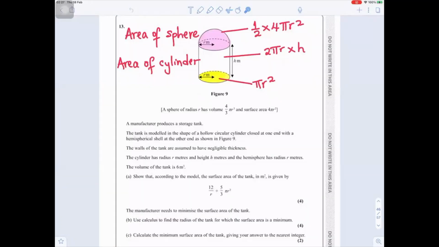Question number 13. A manufacturer produces a storage tank. The tank is modeled in the shape of a hollow circular cylinder closed at one end with a hemispherical shell at the other end, as shown in figure 9. Part A. Show that according to the model, the surface area of the tank in meters squared is given by that expression there. So we need the area of a sphere, area of a cylinder, area of a circle. Those are very important formulae to remember.